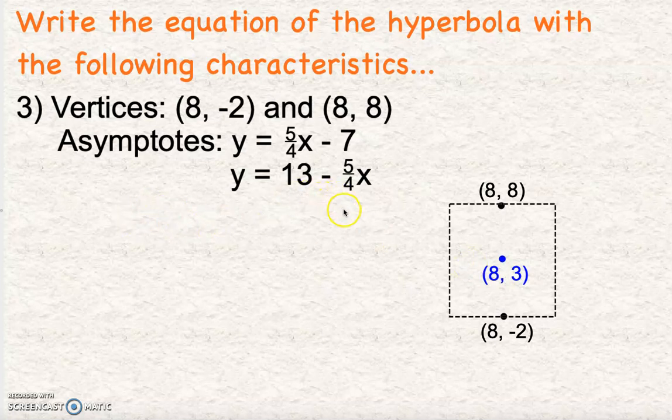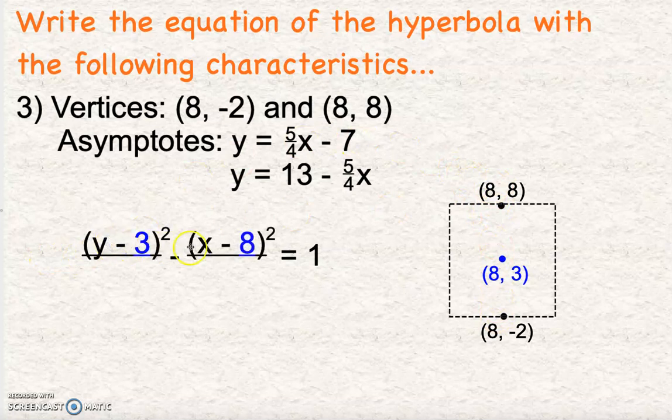So I can come up with actually this equation. I can say that it's a hyperbola, so I know it's something minus something. And since the vertices are vertical, I know that it's a y minus x. And again, I threw in the 3 for my k and the 8 for my h. So I have most of my equations set up.